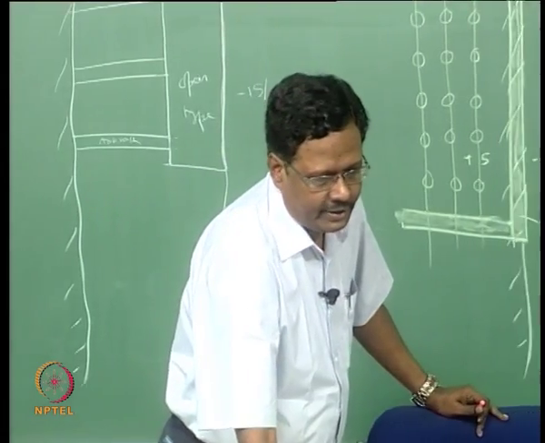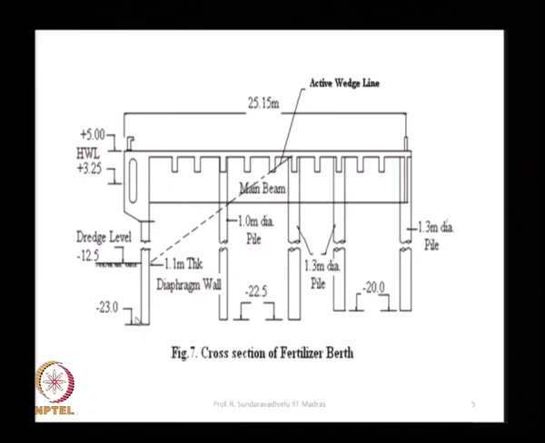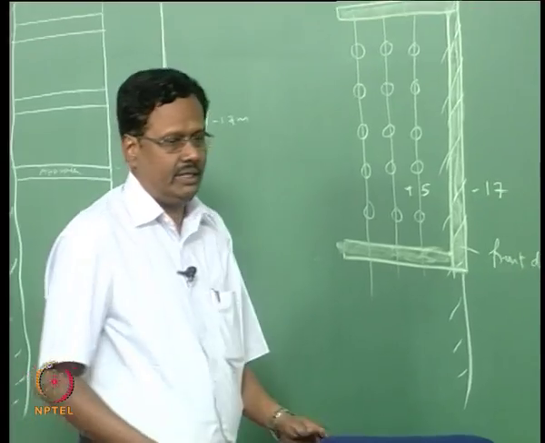The other case, what is shown here is a front diaphragm wall, here the bed level is minus 12.5, top level is plus 5, but it has to take the earth pressure from plus 5 to minus 12.5, that is about 17.5 meter it has to take, and the piles are on the back side. These are all the piles which are on the back side. This is the diaphragm wall, that is this type of structure.